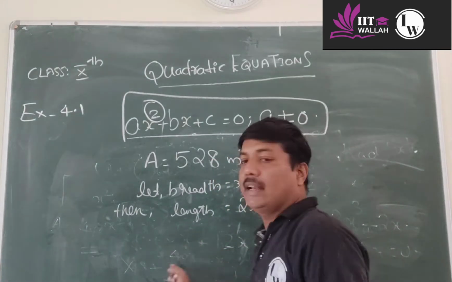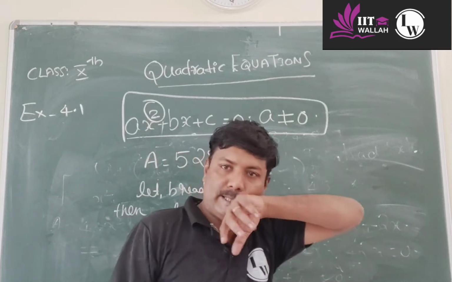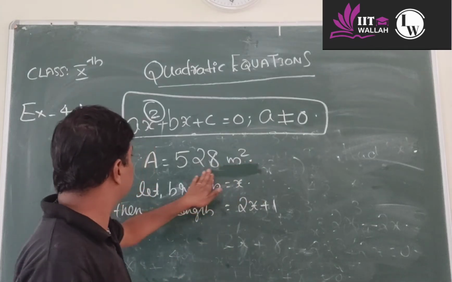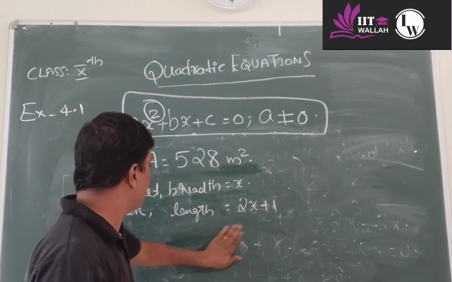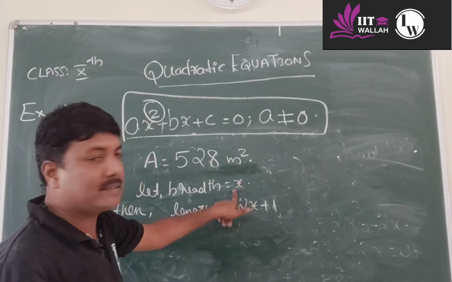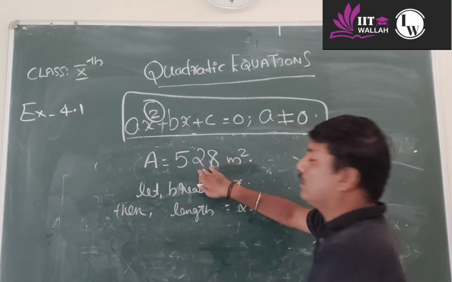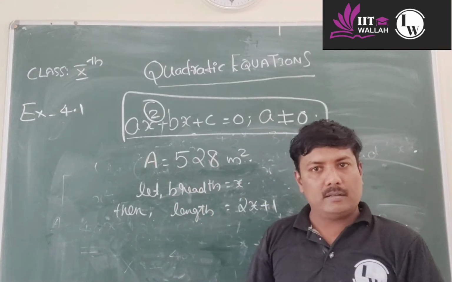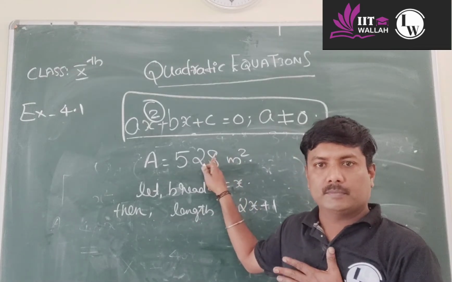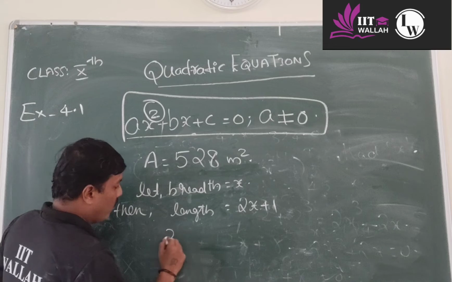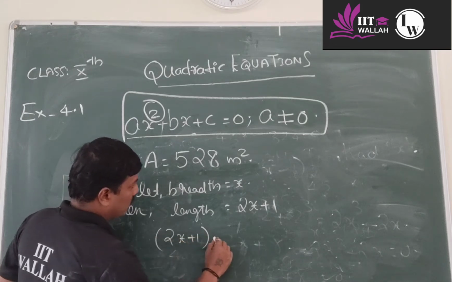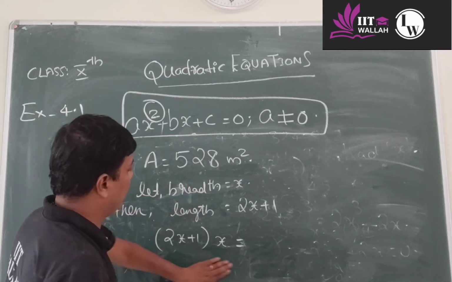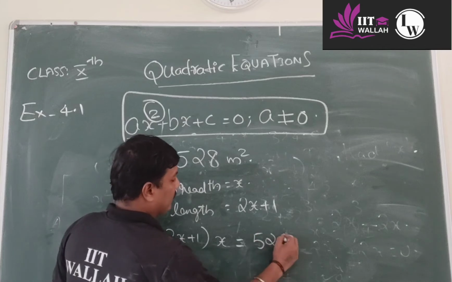Okay, we need to find the length and breadth of the plot here. So here it is given that x is the breadth, this is the length, and the total area is this. What is the area of the rectangle? Length into breadth, right? So this into this will be this. So that means 2x plus 1 into x will be equal to 528.